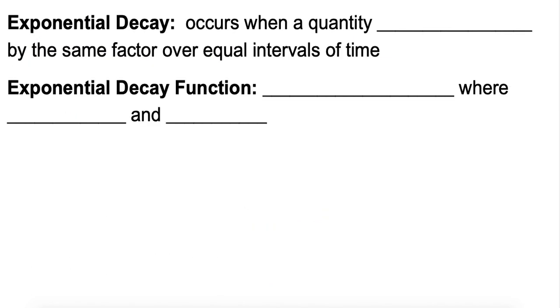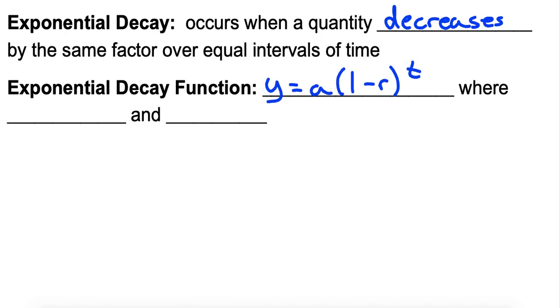Now, exponential decay is very similar to growth, you're going to see. The difference is that it's when our quantity decreases. So something like half-life, where it's constantly getting cut in half. So our formula is y equals a, 1 minus r to the t. And you might think that looks pretty similar to our exponential growth, and it's because it is. The only difference is instead of adding r, we are subtracting r.